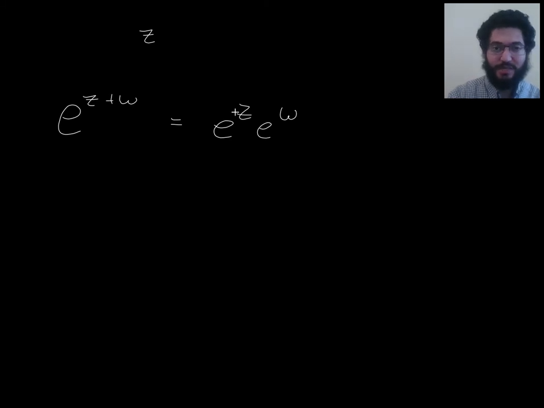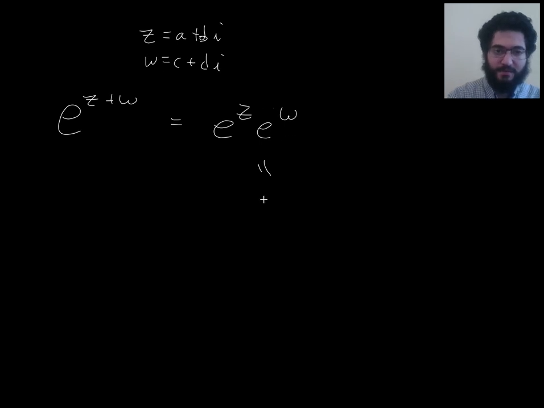So for example, if I have e to the z plus w, then that should be e to the z times e to the w, right? If z and w are complex numbers, then this should still work, and it does. But I want you to see what this simple thing ends up encoding when z and w are allowed to be complex numbers. So on this side, let's say z is a plus bi, and w is c plus di.